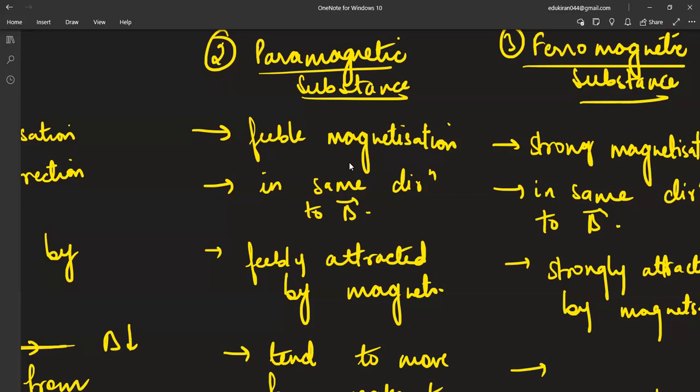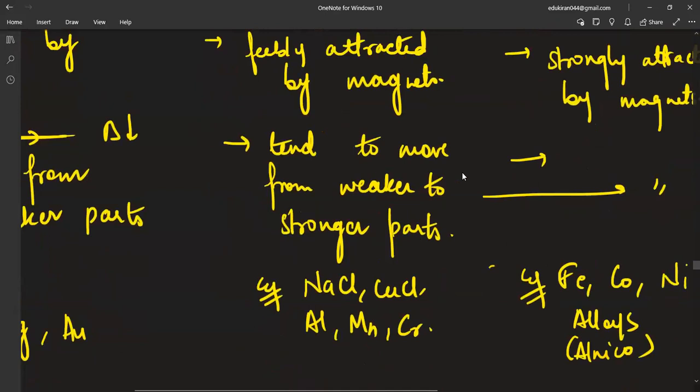It means if you bring a magnet near the vicinity of a paramagnetic substance, there will be forces of attraction, but the strength will be very less, weaker attractive forces. And they also tend to move from weaker parts to the stronger parts. This is the difference that comes.